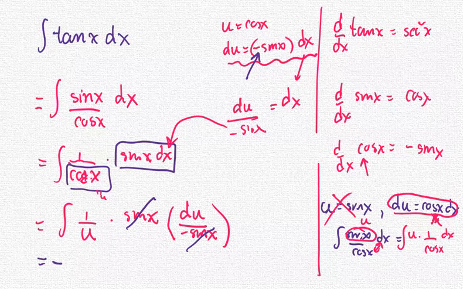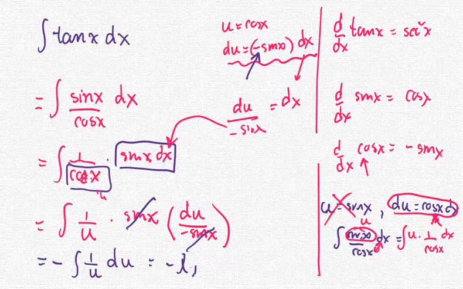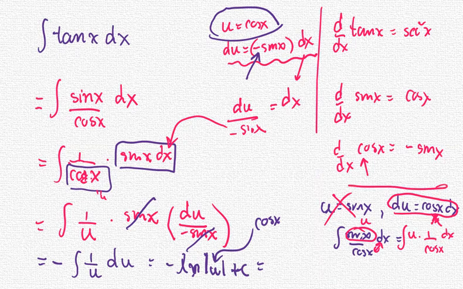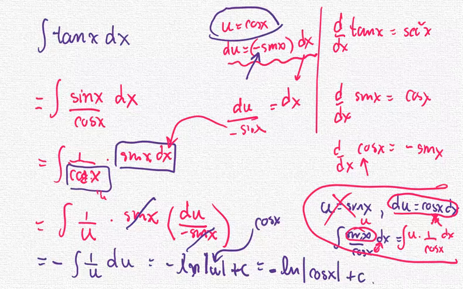So bring the negative out front and work on the integral of 1 over u du, which is natural log absolute value of u. Okay, don't forget to add c. And then replace in the last step. The u is cosine, so bring it back into the problem to get the answer. Let me clean up the space a little bit. So now our result is going to be negative natural log absolute value of cosine x plus c.